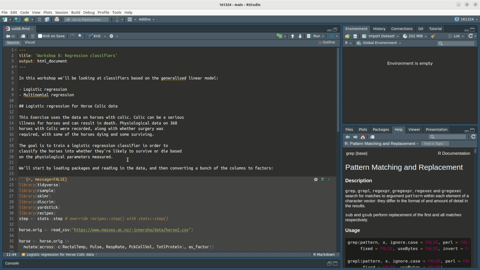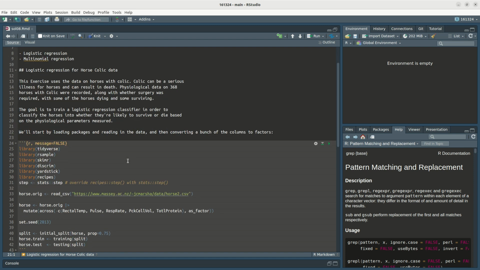So for logistic regression, we're going to look at some data on colic in horses. Colic can be quite a serious illness for horses and can result in death. We have some physiological data on 368 horses where colic was recorded, along with whether surgery was required, and some of the horses died and some survived. The goal is to train a logistic regression classifier in order to classify the horses into whether they're likely to survive or die based on those physiological parameters that we've measured.